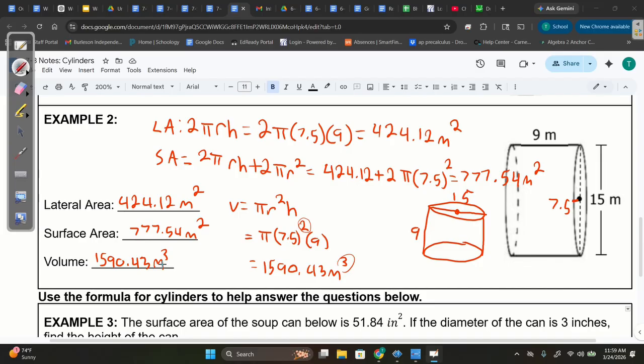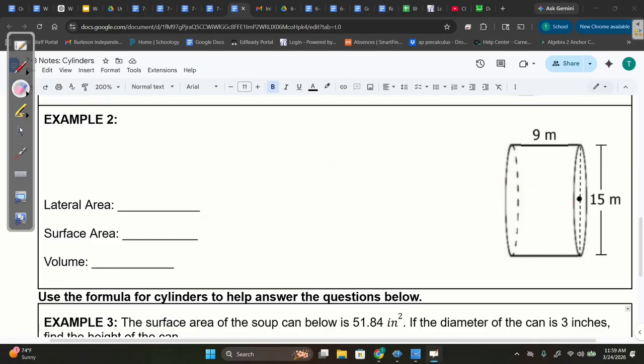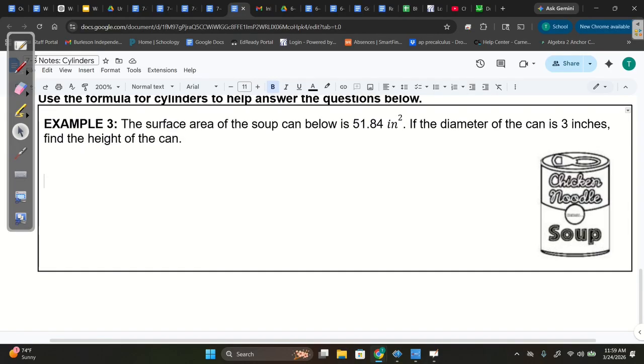All right, with that in mind, let's go ahead and try out the last one. Now, this is a word problem, so we're going to have to pick and choose things from the problem itself to help us solve. It's a bit more difficult, but not impossible. So, it says the surface area of a soup can is 51.84 inches squared. If the diameter of the can is 3 inches, find the height. Well, I'm given the surface area, so I'm going to start with the surface area formula.